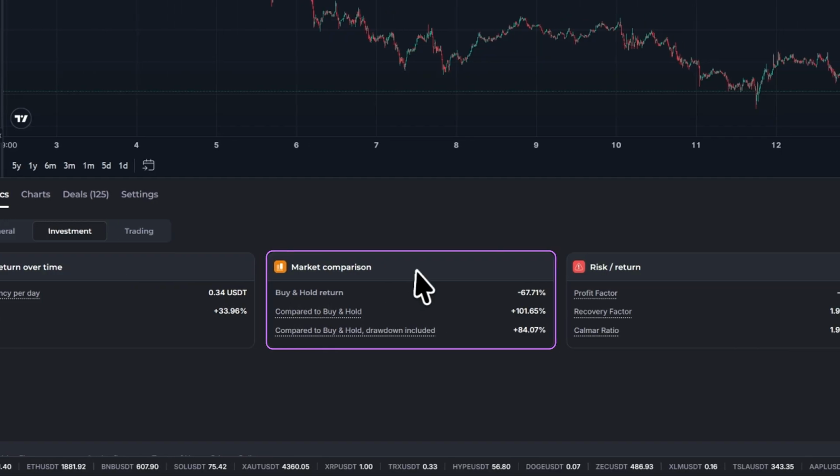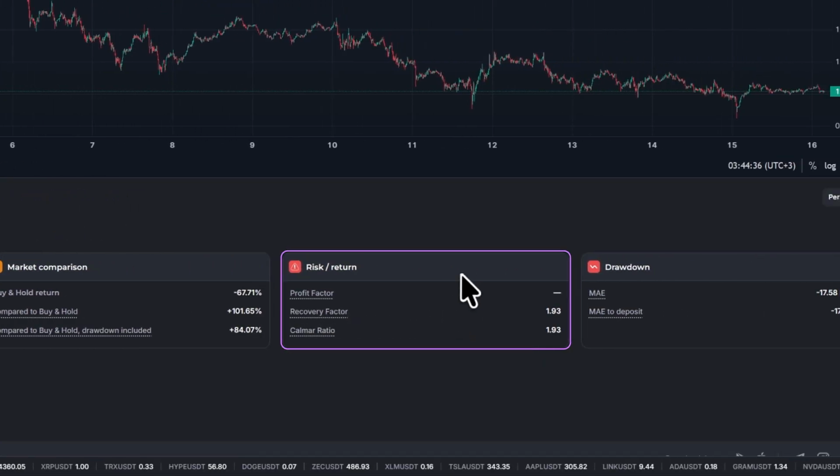The market comparison block is incredibly revealing. It compares your bot's performance against simply buying and holding the asset. In our case, just holding XRP for this year would have resulted in an almost 68% loss. But our bot outperformed that buy and hold strategy by over 101%. In risk and return, alongside profit factor, you have the recovery factor and CalMAR ratio, both at 1.93 here.